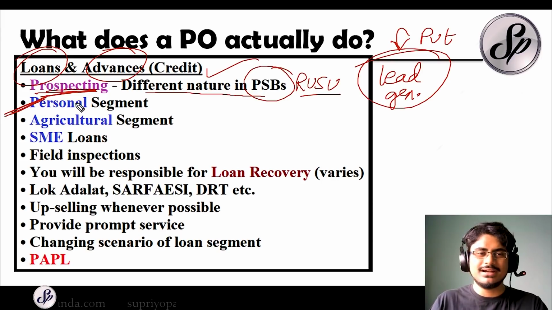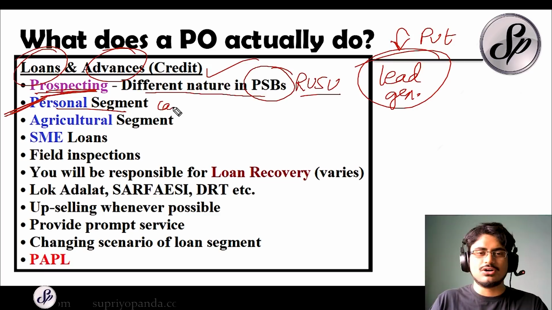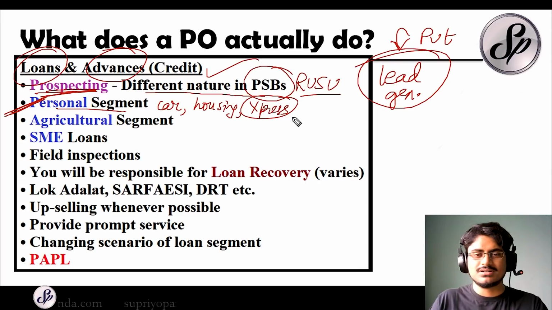So the personal segment, this is your personal loans. For example, your car loan is there. So you have the housing loan over here. You have something called the Express Credit in the SBI, it's called. So it's basically nothing but a normal personal loan. Then you have the gold loans, whatever you have, etc., etc. So all these kinds of loans, they are in the personal segment.